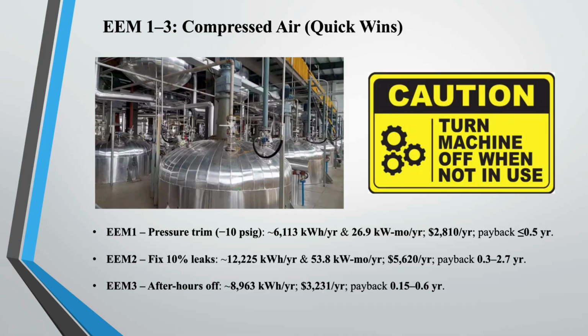Energy efficiency measure 2 is fixing about 10% of system leaks. That saves around 12,200 kilowatt-hours and 53.8 kilowatt-months for roughly $5,600 per year, depending on how much repair work is needed. The payback ranges from a few months to under 3 years. And the last one, energy efficiency measure 3, is the auto shut-off after our setup, which eliminates off-shift air waste. That saves about 8,960 kilowatt-hours and around $3,230 per year, with a payback of about 2 to 7 months.